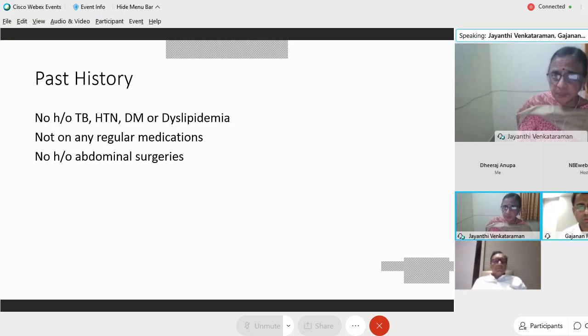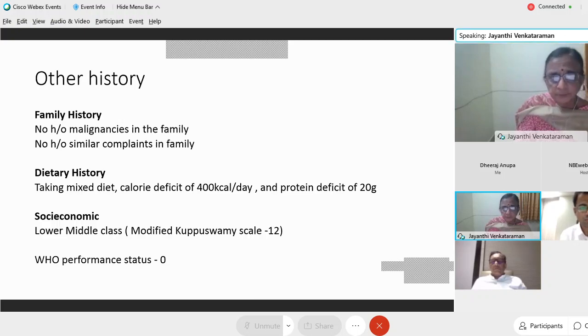Autoimmune enteropathy. Collagenous enteropathy. So collagenous enteropathy or autoimmune enteropathy, that's a distinct entity where they have watery diarrhea. Move on. Other history, family history.